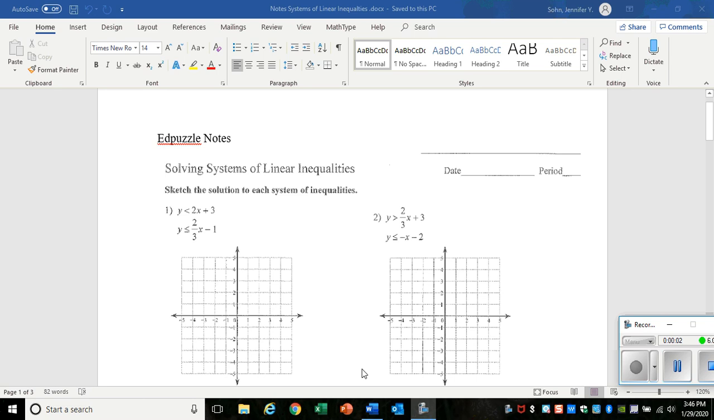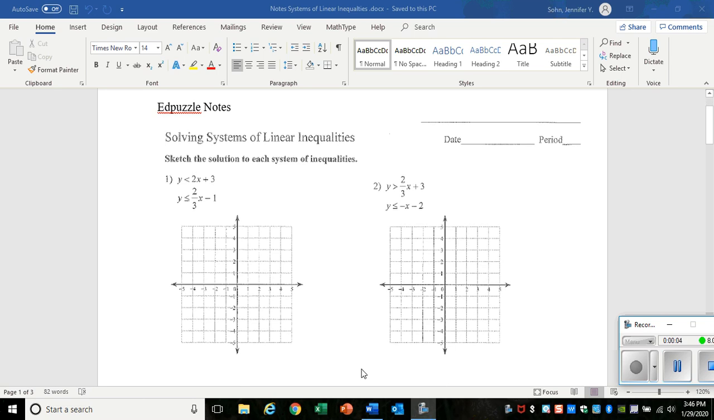Hi guys, we're going to learn about solving systems of linear inequalities. When we're talking about systems, we always have two equations, but in this case we have inequalities. We're going to sketch each one and find the solution for each of these.